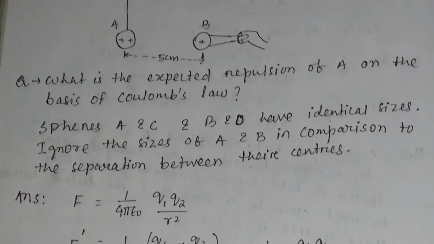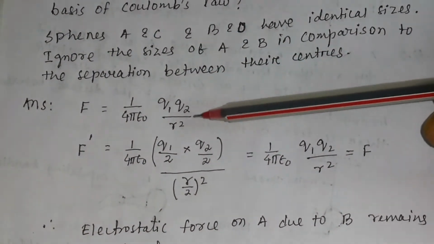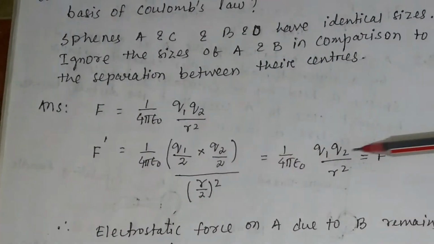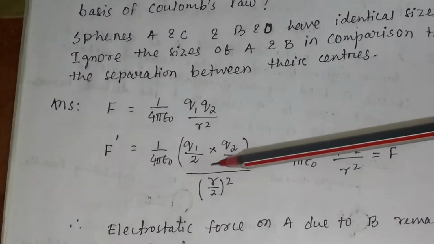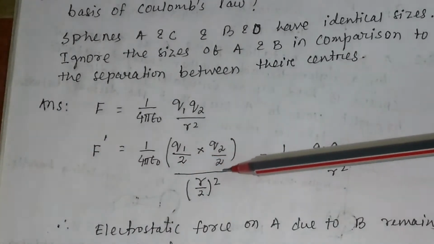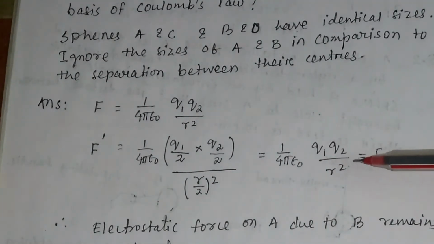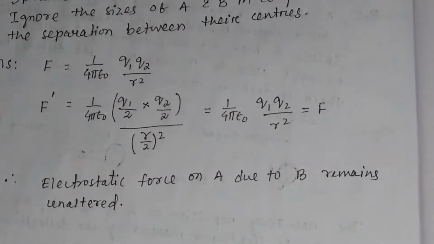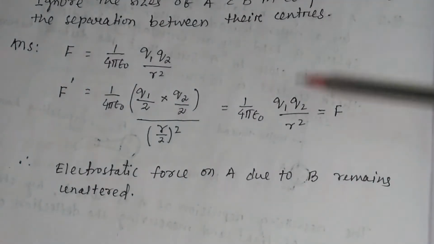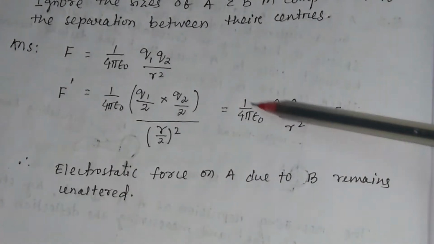So if you apply Coulomb's law, then F will be equal to 1 by 4 pi epsilon 0 q1 q2 by r square. If you reduce the charge to half, then the Coulomb force will be q1 by 2 into q2 by 2 divided by r square. Here the distance is also half, so r by 2. Then the Coulomb force will be the same. So the electrostatic force on A due to B remains unaltered. This experiment confirms that if you make the charge half and the distance of separation also half, the Coulomb force remains unaltered.